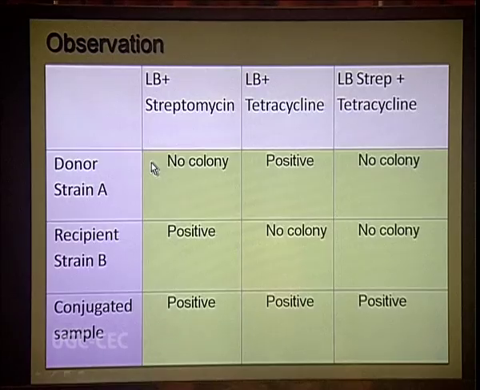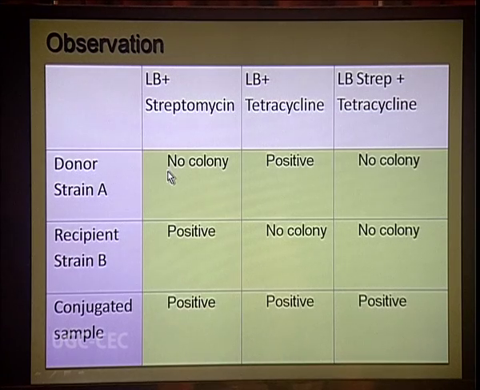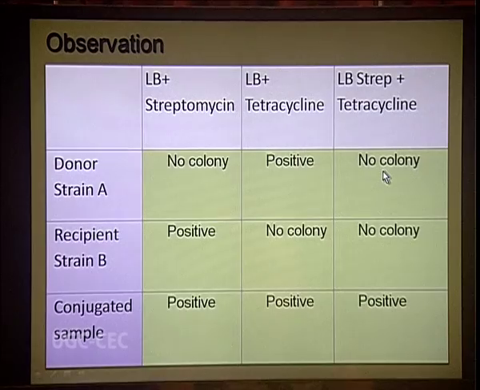So what observations do you observe? You will see that the donor strain, which was actually tetracycline resistant, only gave colonies in tetracycline plates, and as it was sensitive towards streptomycin, it gave no colonies, and obviously in the plate wherein both the antibiotics are there, here also we get no colonies.